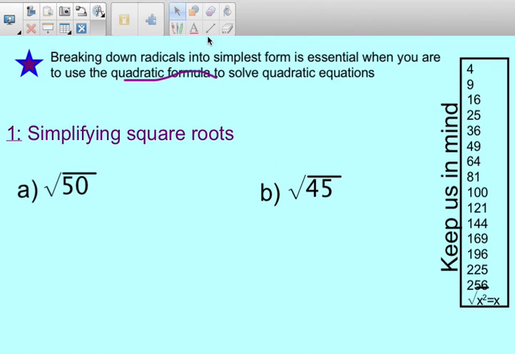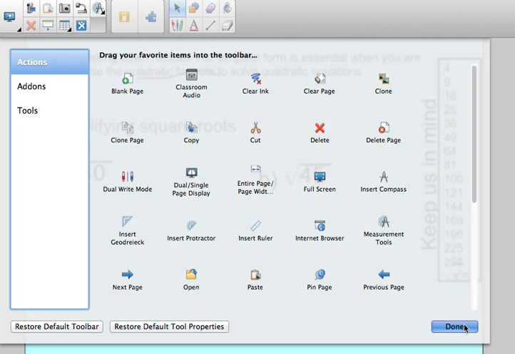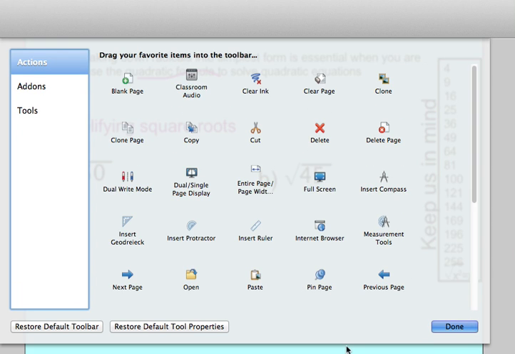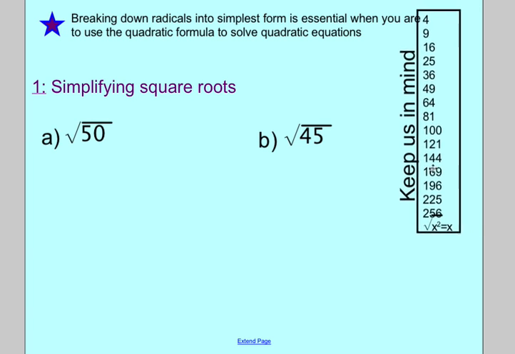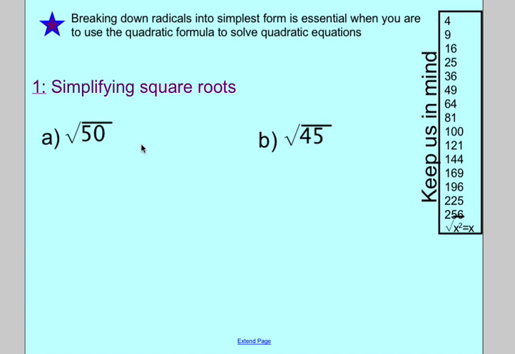So the reason we're doing this now is because we're moving on to the quadratic formula next. Okay, so after this, we're doing quadratic formula, so we need to simplify the square roots. I have gone ahead and put some of the perfect squares on here for us to remember. So looking at A, it's the square root of 50.